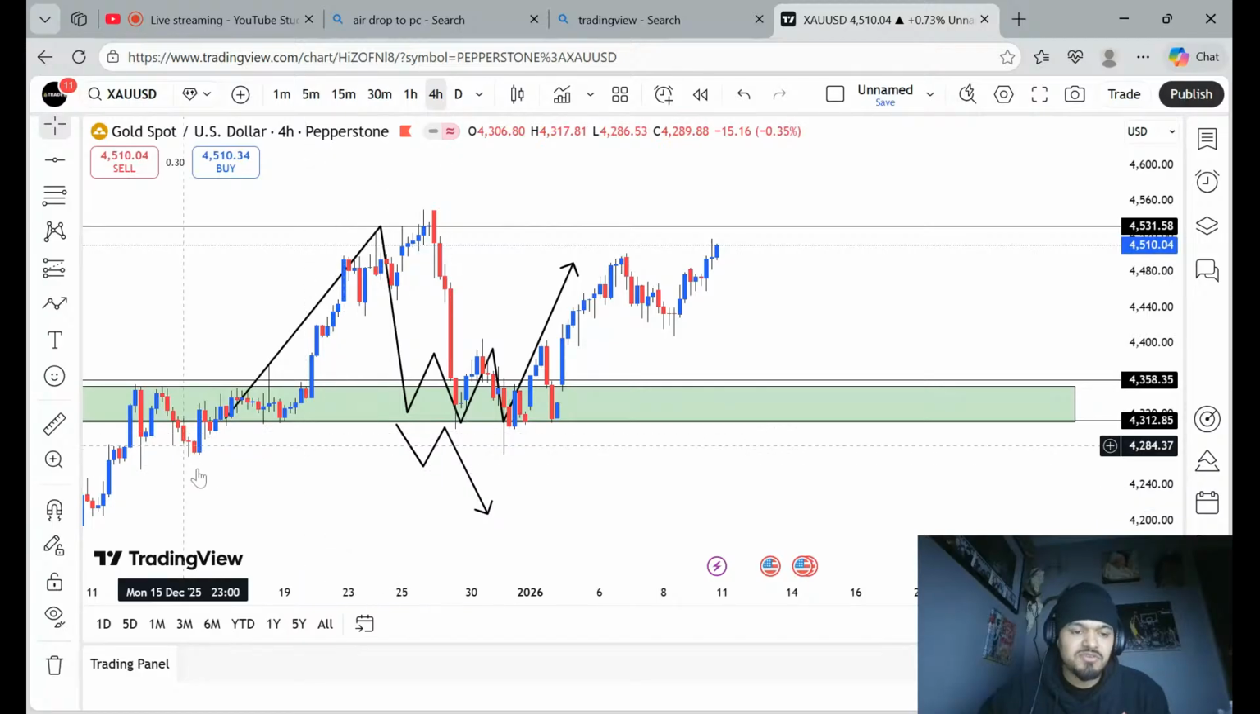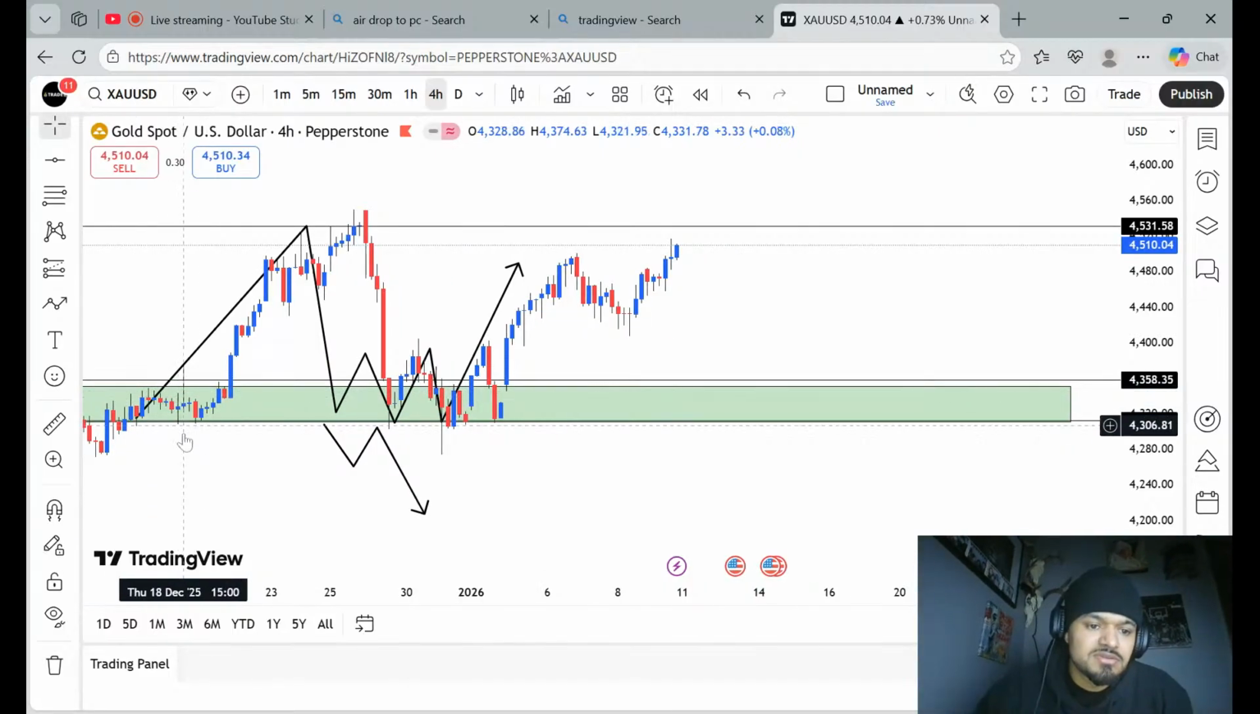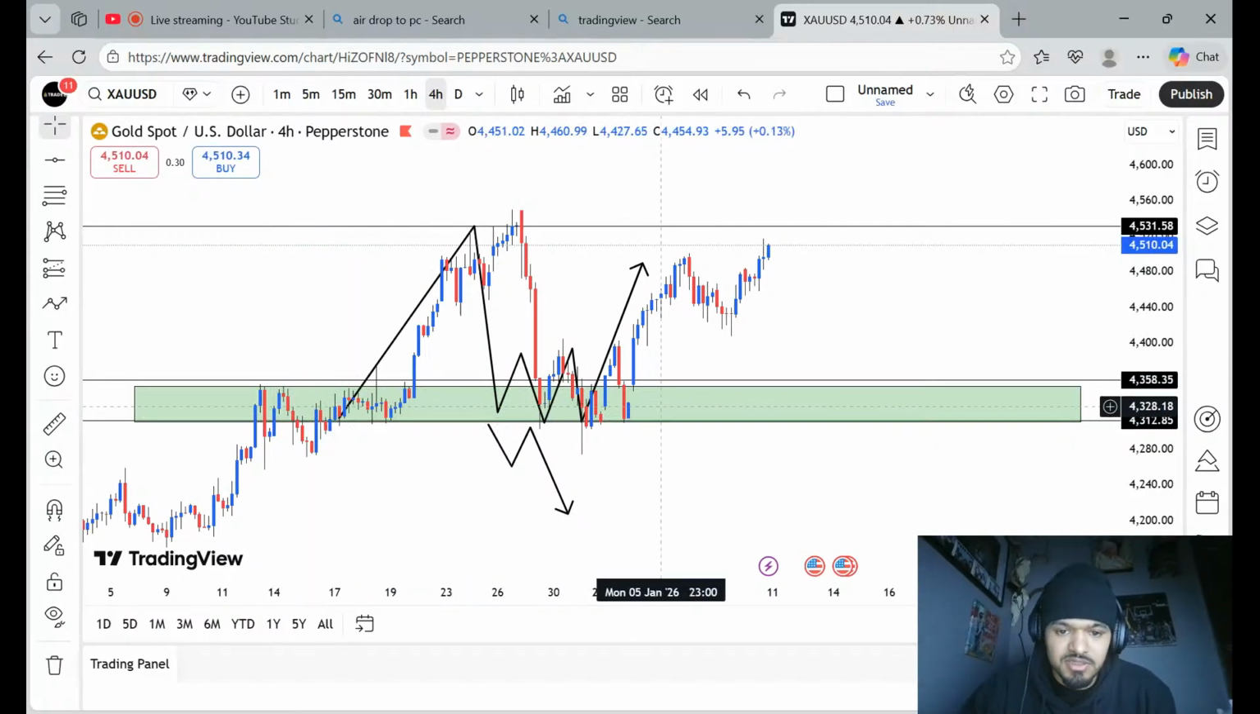Let's say price broke down into this level and did something like this. Then you can say, okay, price is probably going to drop. Why? Because at one point this is your resistance, and when price breaks that resistance and continues to go up, this becomes your support. This is what you want to watch out for.